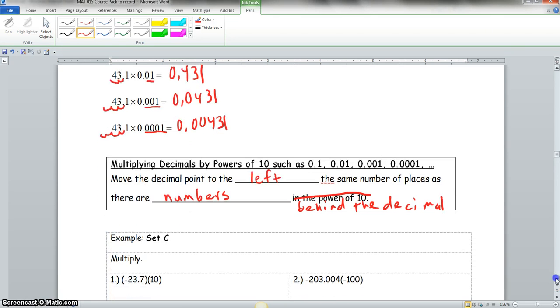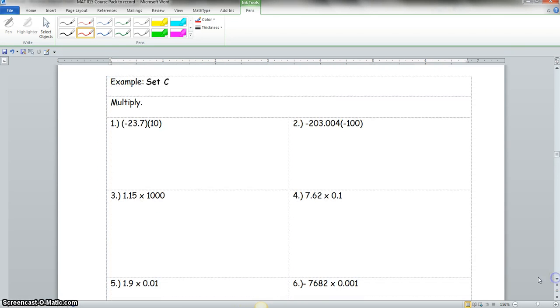Okay, now we scroll down to example set C. Now we had negative 23.7 times 10. Remember, this is a power of 10 in front of the decimal, so we'll move it to the right one. So it'll be a negative 237. Next, we have a negative times a negative, which we know is positive. 203.004 times 100, we know will give us 20,300.4, because we have to move that decimal 2 places to the right.